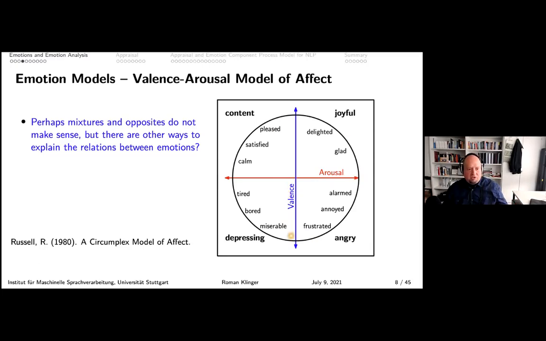And when you have this two-dimensional coordinate system, you can place emotions into this space. So for instance, when you are very activated, arousal is high and valence is low, you feel angry. If the valence is positive, but perhaps you're not very activated, then you're satisfied, pleased, perhaps calm, perhaps relaxed. So this is not an emotion model, it's a model of affect, but this is also used in natural language processing.